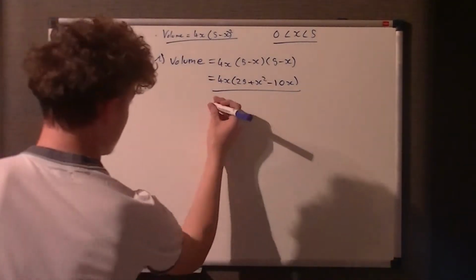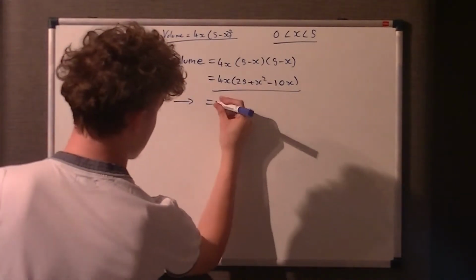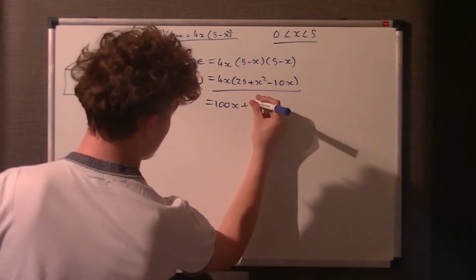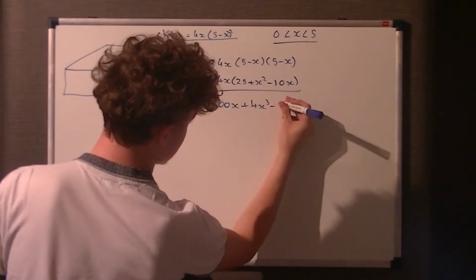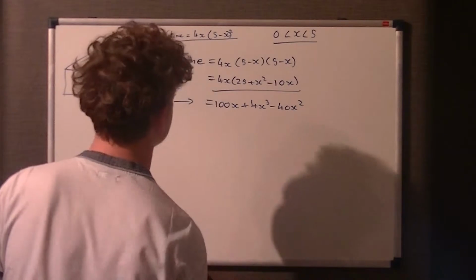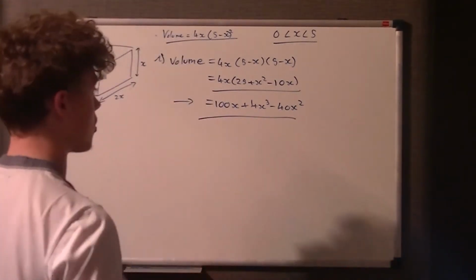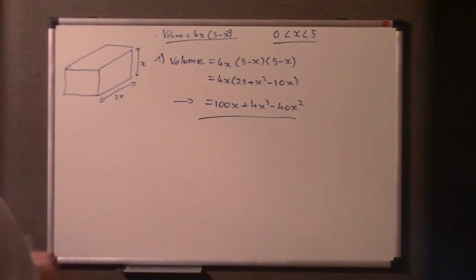So what we need to do with that is expand this. So 4x times 25 is 100x, plus 4x cubed, take 40x squared. So that is essentially our expanded volume equation. Get rid of that line there. This is the expanded one you need to focus on.